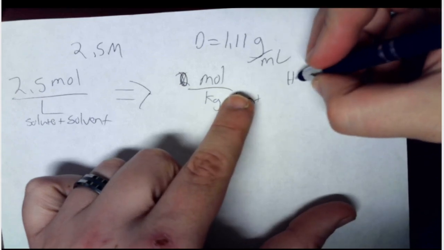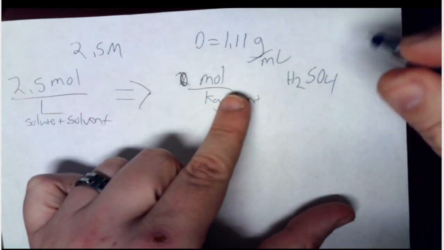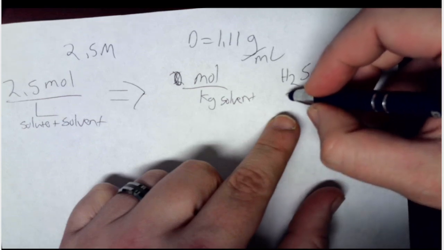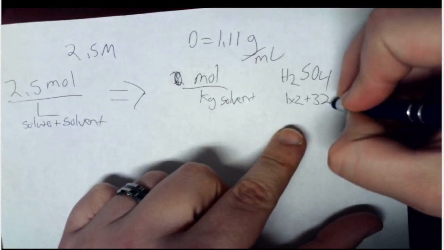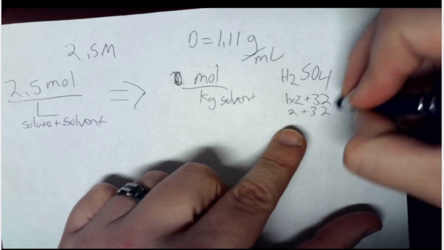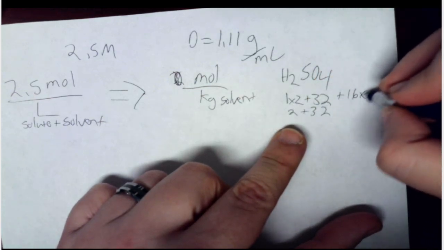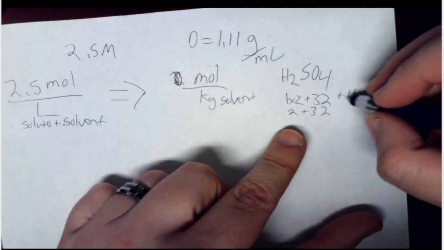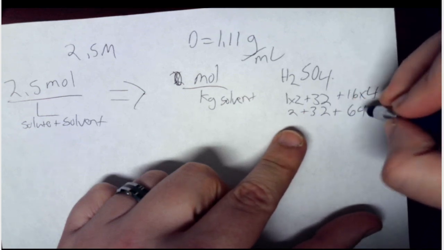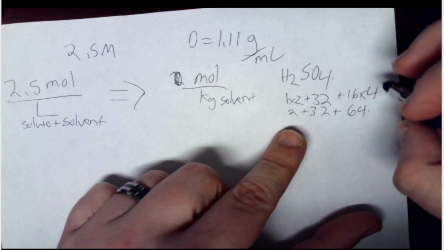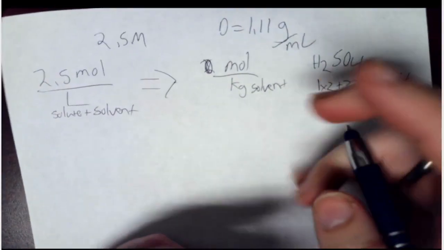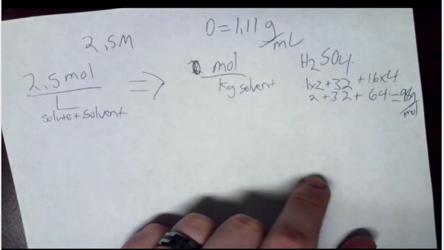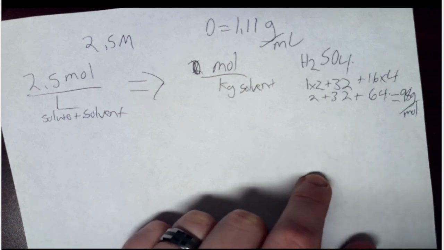And to do this, you also need to know what sulfuric acid is, H2SO4. The molar mass, you'll see why we need this in a minute. 1 times 2 plus 32 plus 16 times 4. It's 64. 98 grams per mole. So once again, we are not given a total volume, but we can use a ratio, and that will work just the same.